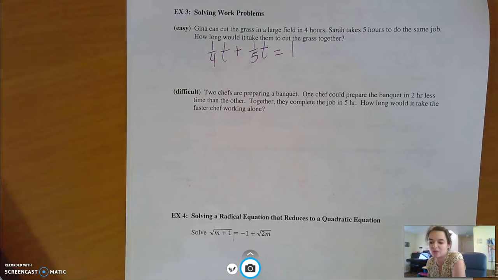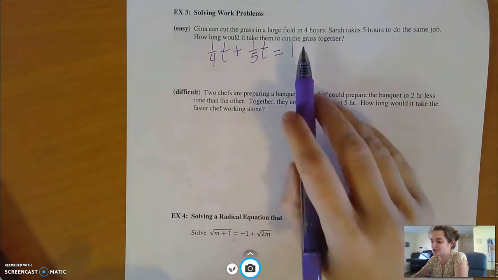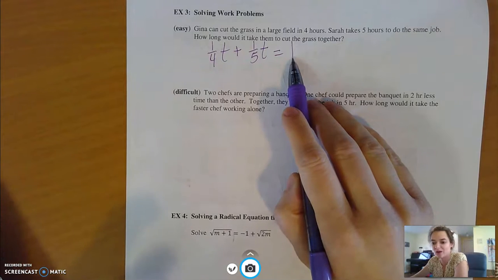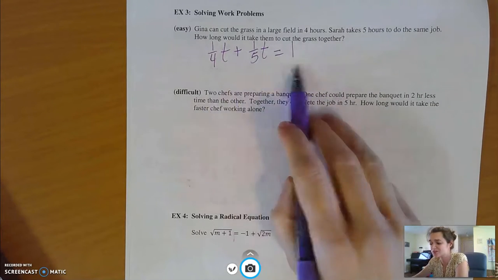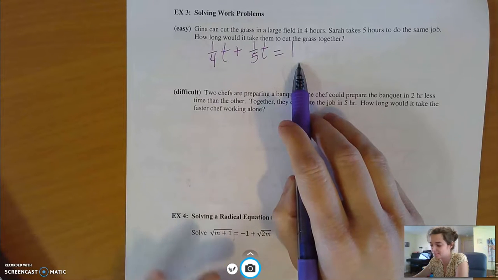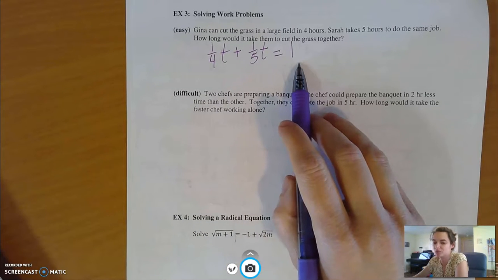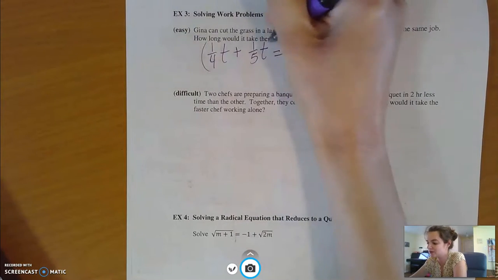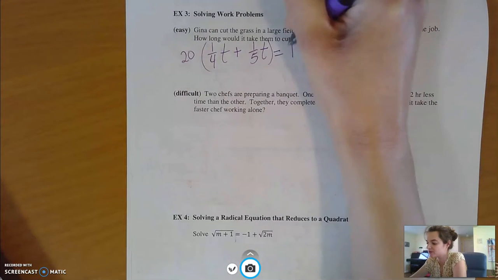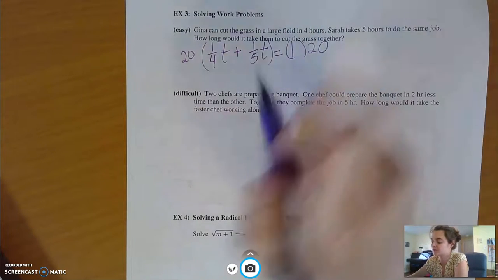Okay, so they're cutting only 1 field. If they were cutting more than 1 field, you would set it equal to a different number than 1. But they're just cutting 1 field together. So that's what the general setup looks like, okay? To solve it, we'll multiply by our least common denominator again. With 4 and 5, our LCD would be 20. So I will multiply both sides by 20.